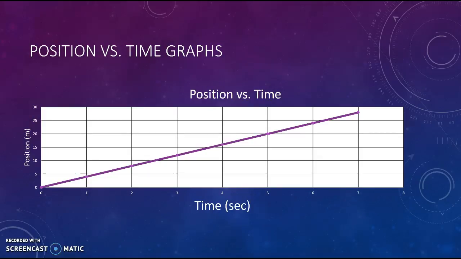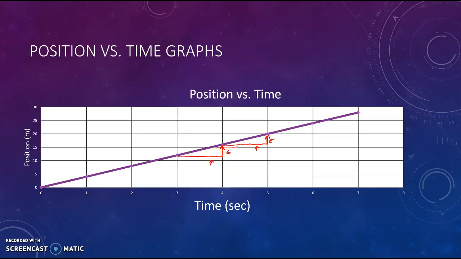If you were to plot position versus time, and you get a graph that looks like this, what you're going to notice is that the change in position over the change in time is constant. Okay, so over that much time, it changes by that much. Let's start here. By this much time, it changes by that much. The change in position and the change in time will be equal at every single time interval.